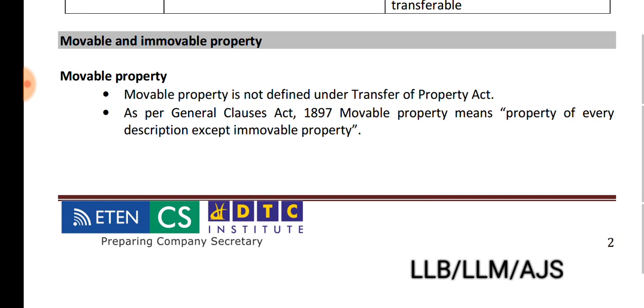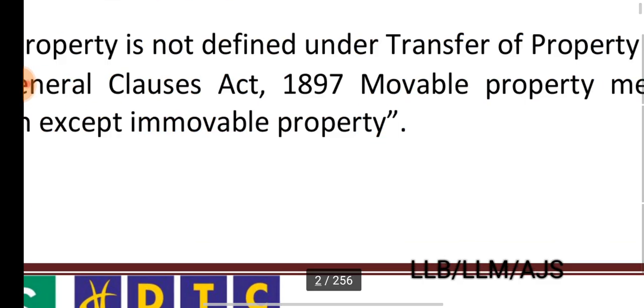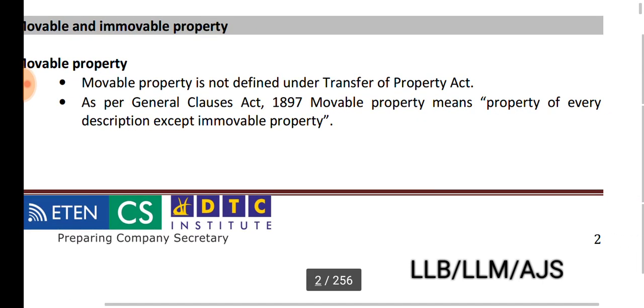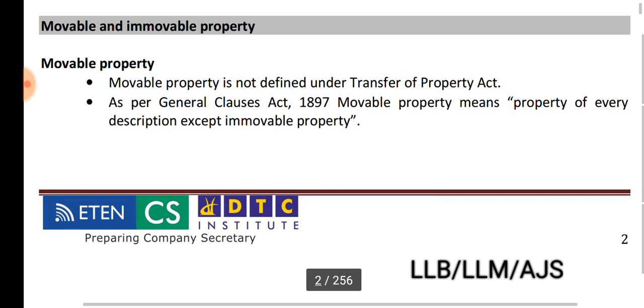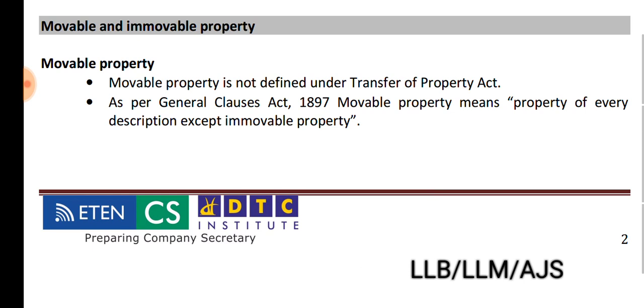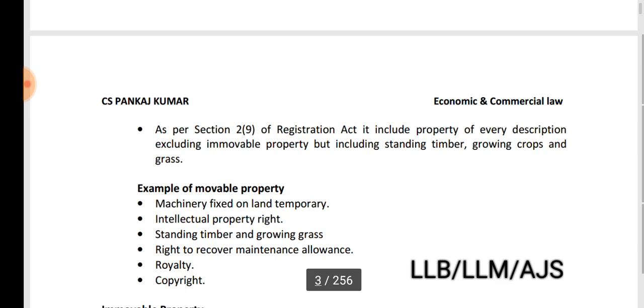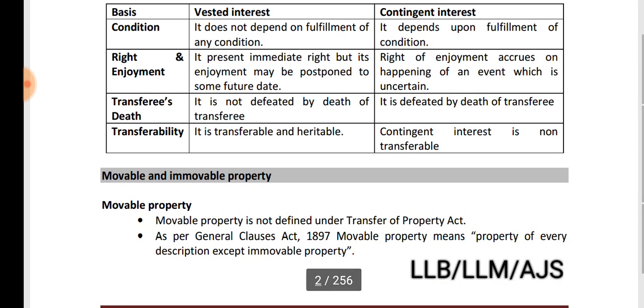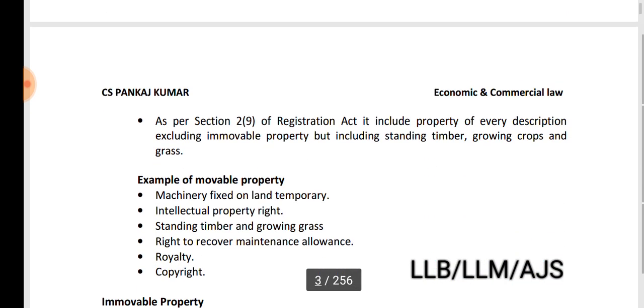Movable property is not defined under the Transfer of Property Act. As per the General Clauses Act 1897, the year we have to remember is 1897, movable property is defined in Section 3(36). Movable property means property of every description except immovable property. Now, this is a very simple definition, not so exhaustive. So let's see, since the words except immovable property are used here, we need to understand what is meant by immovable property.